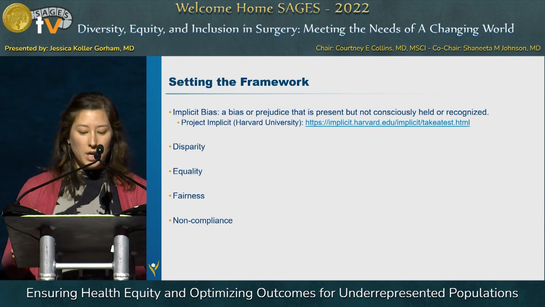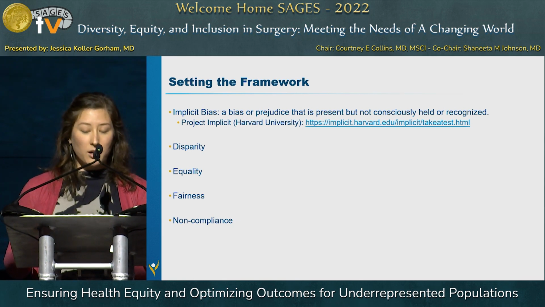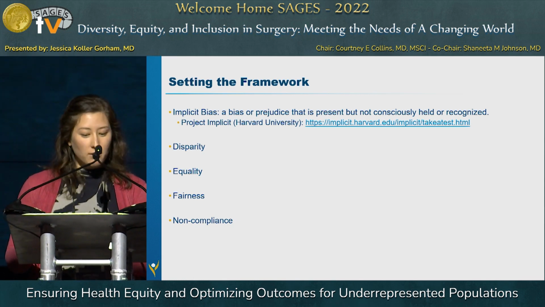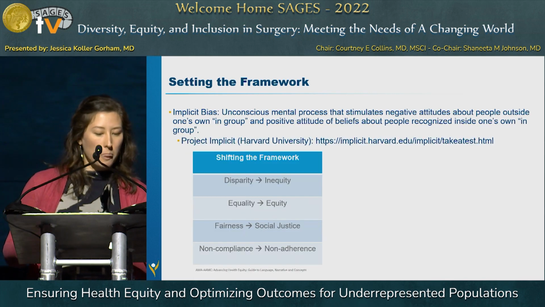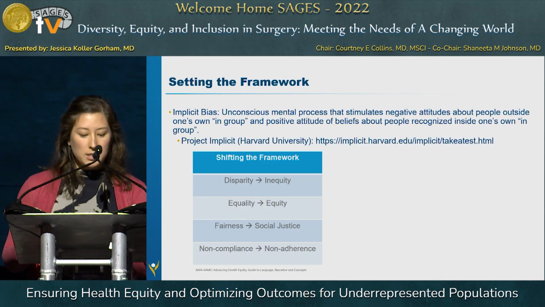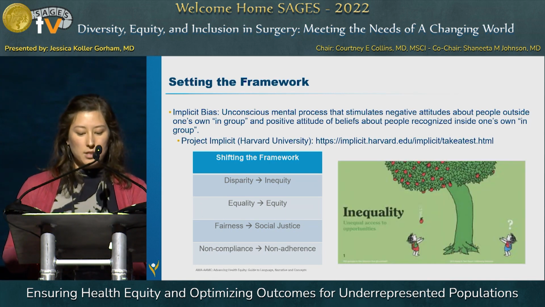Next, another set of words commonly used in this space: disparity, equality, fairness, and noncompliance. Interestingly, the AMA and AAMC Center for Health Justice recently published a guide to language, narrative, and concepts that challenges the use of these words and promotes more equity-focused, person-first language in its place. While disparity implies differences due to economic, social, and/or environmental disadvantages, inequity contextualizes these differences as avoidable, unnecessary, and unjust.